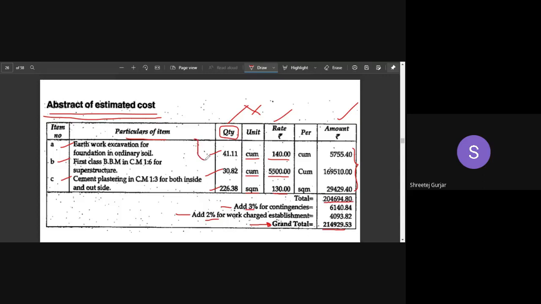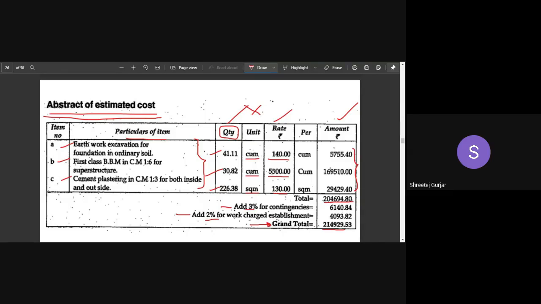So only for 3 items of work, you can observe that the cost is going up to 2,14,000, right? We have not calculated stone masonry. We have not calculated any earthwork in filling. And we have not calculated RCC works.